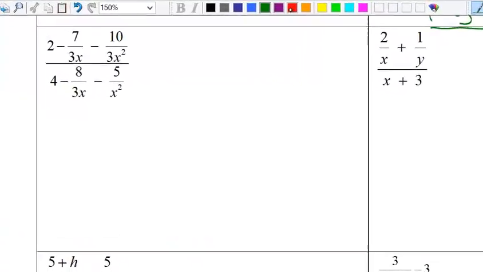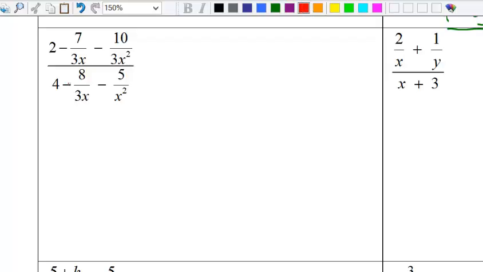On our next problem, we have some parts that are whole numbers. So the first thing I want to do is turn those into fractions. So I'm going to put the 2 over 1 and the 4 over 1. So now that everybody's a fraction, I want to look for the LCD.